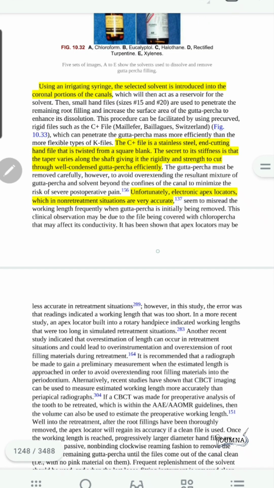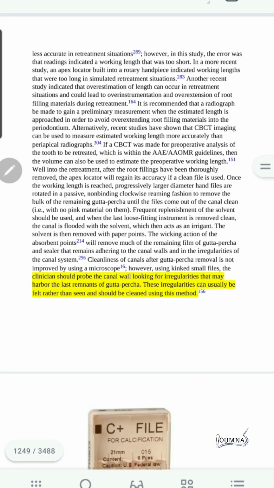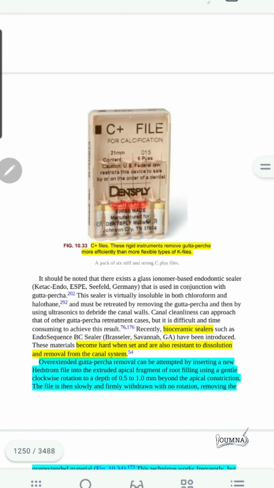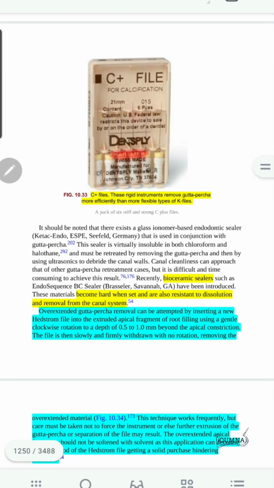As for measuring the working length after the removal, the apex locator does not give us an accurate reading due to any residual solvents or gutta-percha present. So we take a radiographic image, or we can do further cleaning of the canal and take the apex reading. Here are the C files that can be used for the removal of the GP.